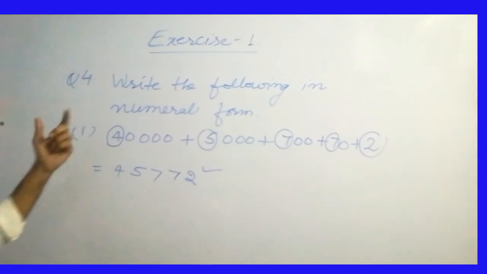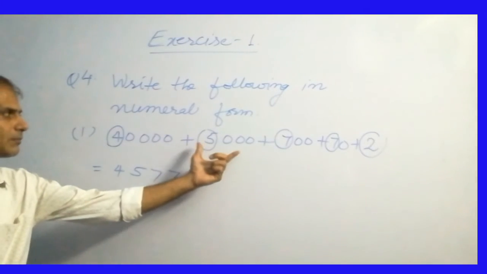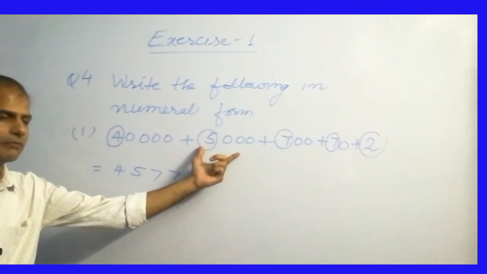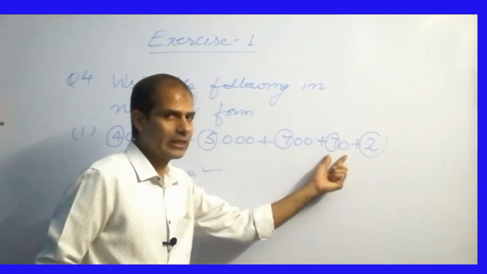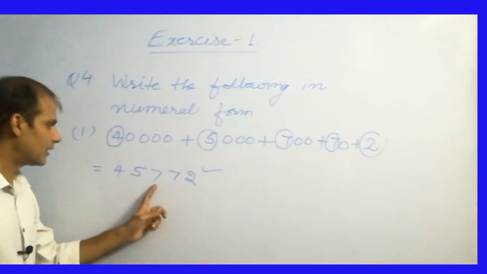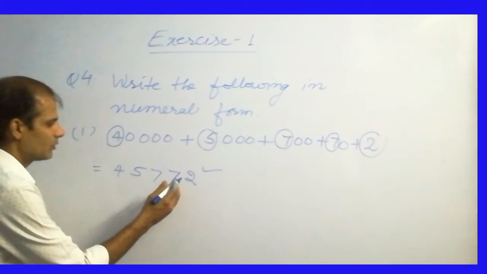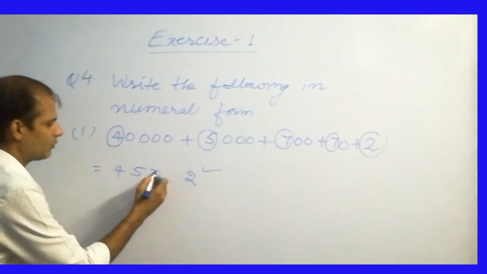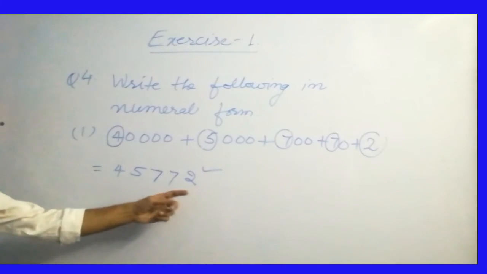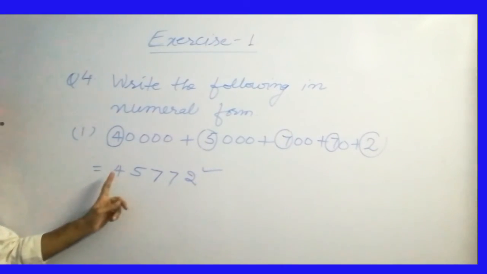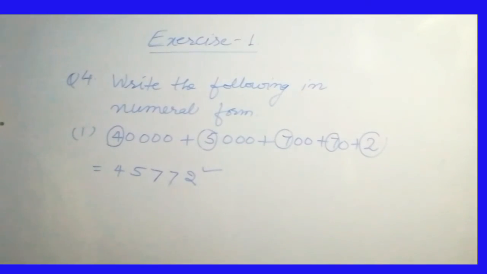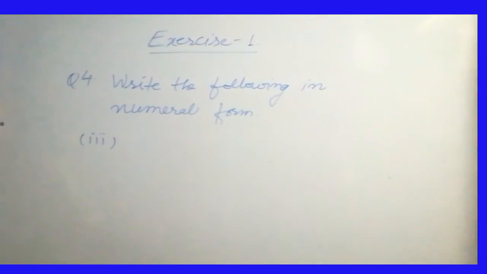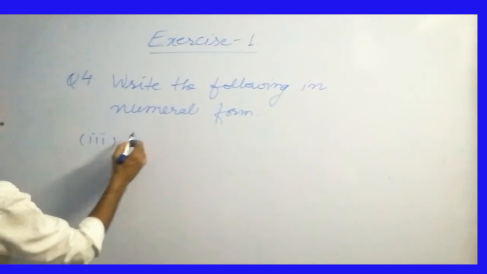Okay. The number is 40,000 plus 5,000, that is 45,000. So we have 45,772. We have 772. Okay, then try to check it out. Ones, tens, hundreds, thousands, 10,000. 45,772.